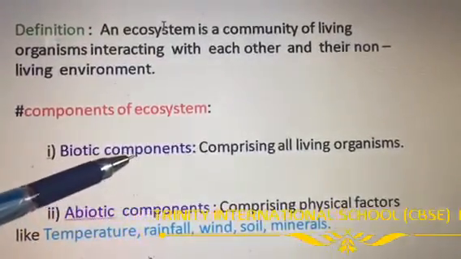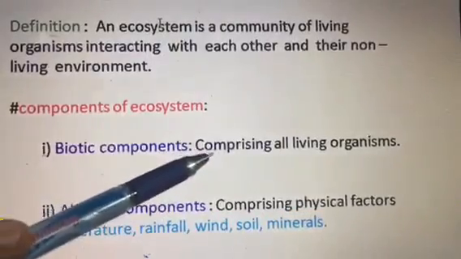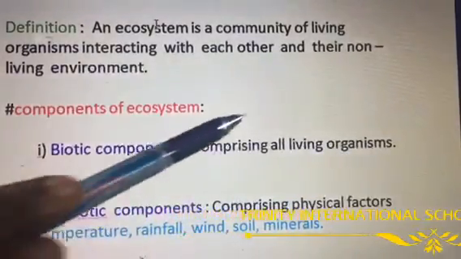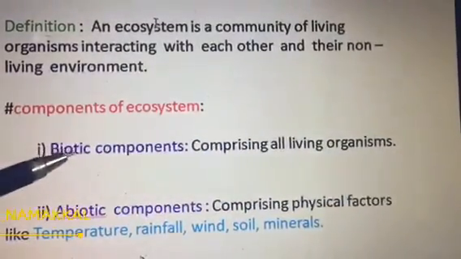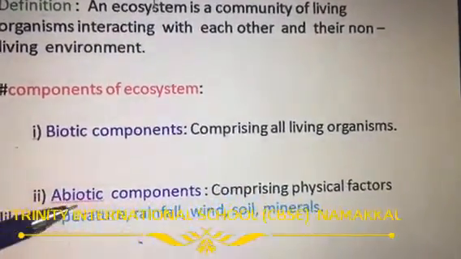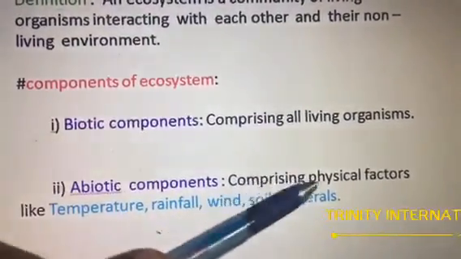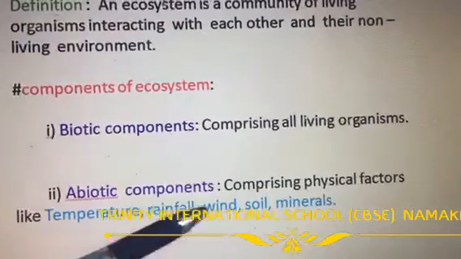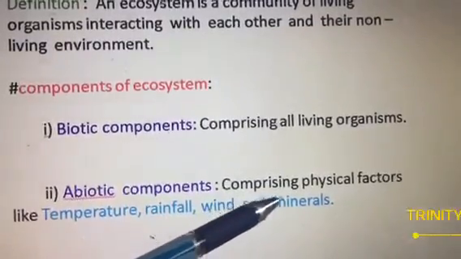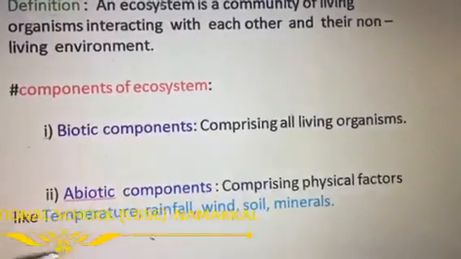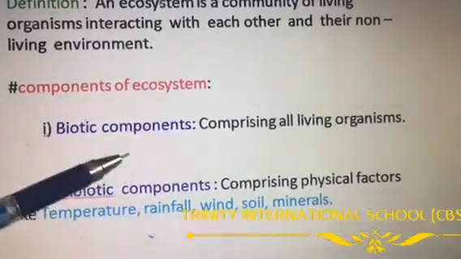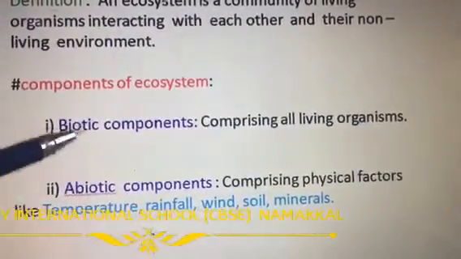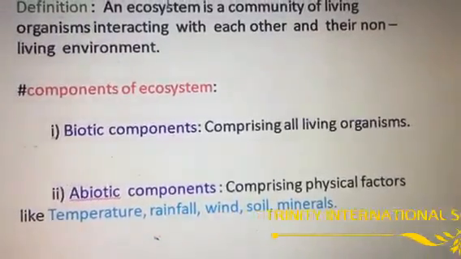What are biotic components? Biotic components comprise all living organisms. All living organisms come under biotic components. The second one is abiotic components, comprising physical factors like temperature, rainfall, wind, soil and minerals. These come under abiotic components. Now the biotic and abiotic components interact with each other. So this is called an ecosystem.